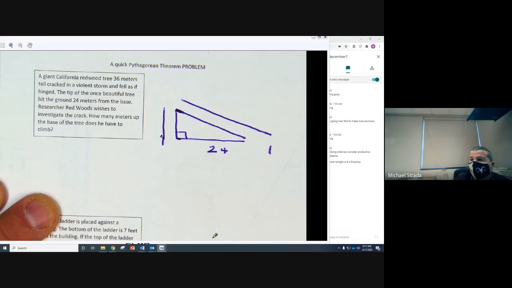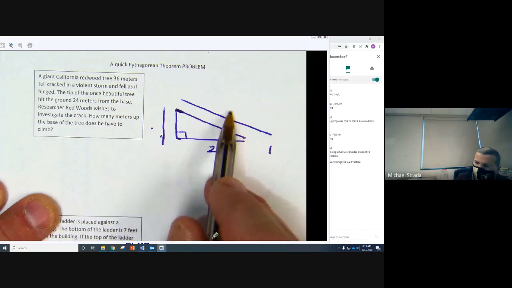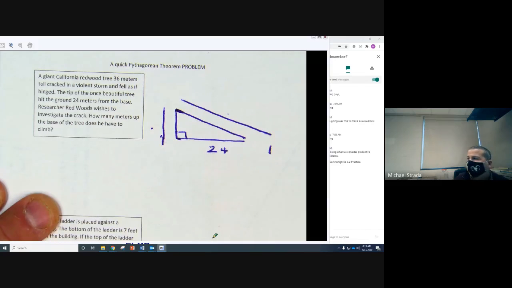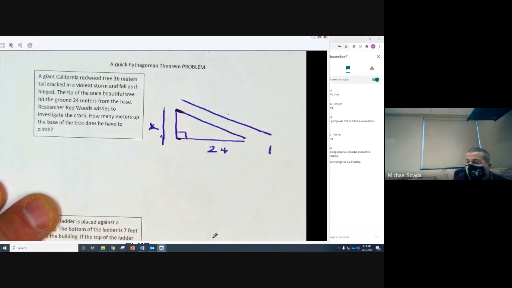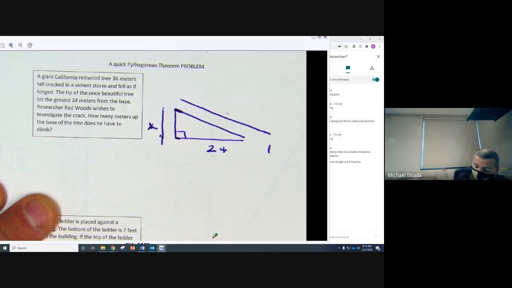Okay. Now, what would you like to make the unknown? The part that's standing or the part that's hinged? It's not going to matter. We can do it either way. Standing? That's X. Now, here's where a little critical thinking comes to mind.